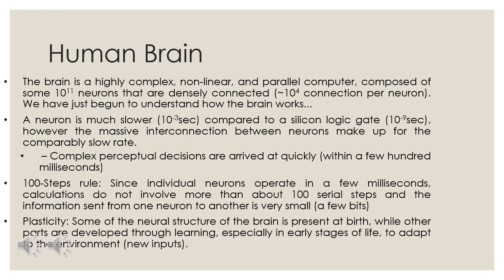So at this point, we have that complex perceptual decisions are arrived at quickly within a few hundred milliseconds. And next we have the 100 steps rule. Since individual neurons operate in a few milliseconds, calculations do not involve more than about 100 serial steps, and the information sent from one neuron to another is very small, that is a few bits. Plasticity: some of the neural structure of the brain is present at birth, while other parts are developed through learning, especially in early stages of life, to adapt to the environment, that is new input.